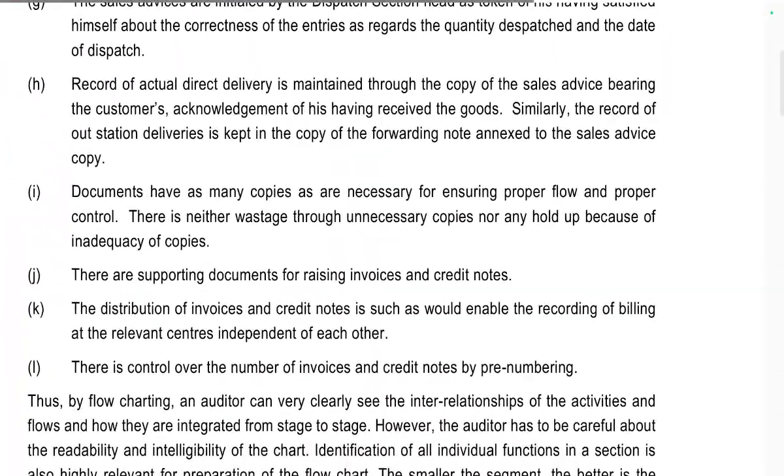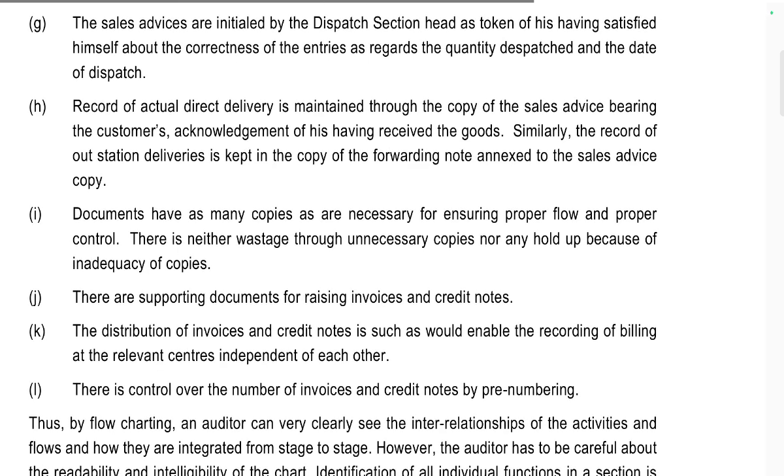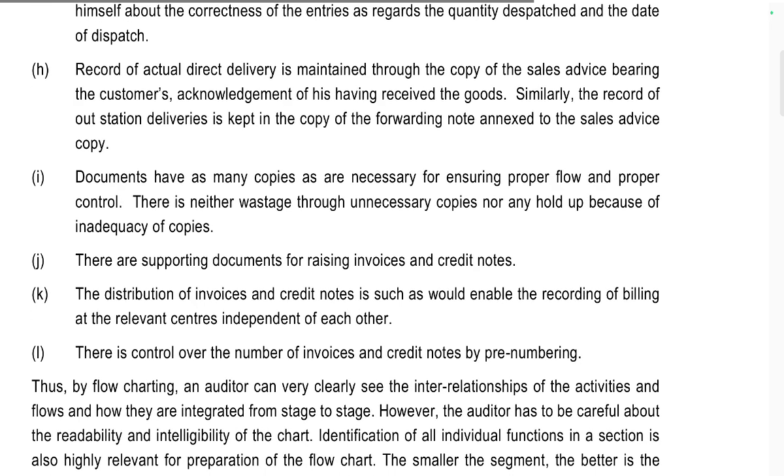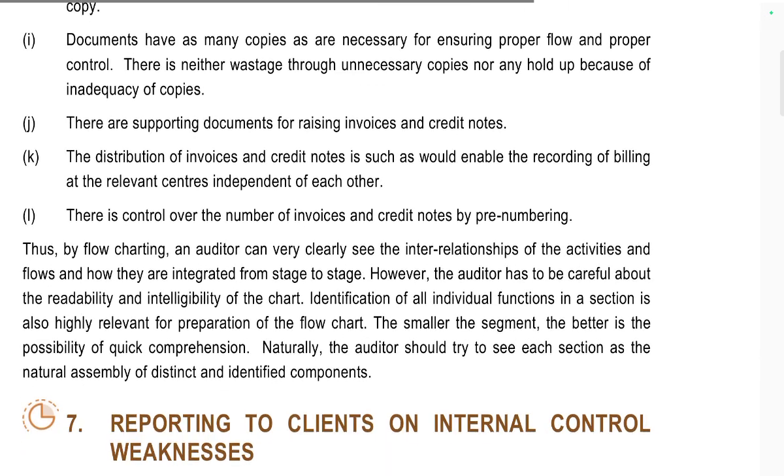The sales advice is initiated by the dispatch section, so the clerk has satisfied himself about the correctness of entries regarding the quantity dispatched and date of dispatch. The record of the actual date of delivery is maintained through the copy of the sales invoice bearing the customer's acknowledgement of having received the goods. Similarly, records of outstation deliveries are kept in the copy of the forwarding note and actual sales advice. Documents have as many copies as necessary to ensure proper flow and control, with neither wastage through unnecessary copies nor holding up through inadequate copies.